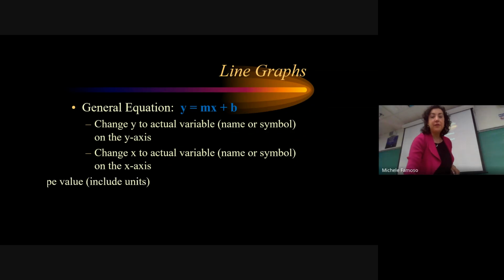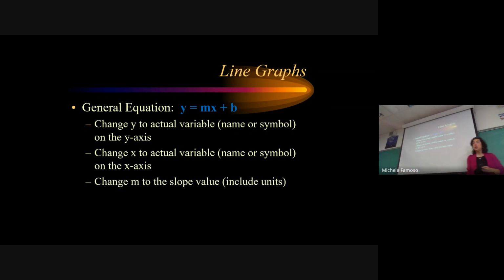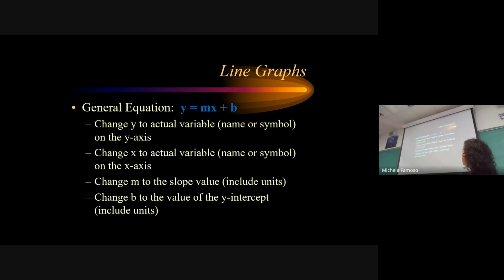Then, since you will have now calculated the slope with units and significant figures, you're going to change out the letter m and actually plug in the slope that you calculated. And then finally, I want you to change out the letter b and put in the actual y-intercept value with the unit. So that way we know where the graph starts. Where does the line begin on your graph? At what point?